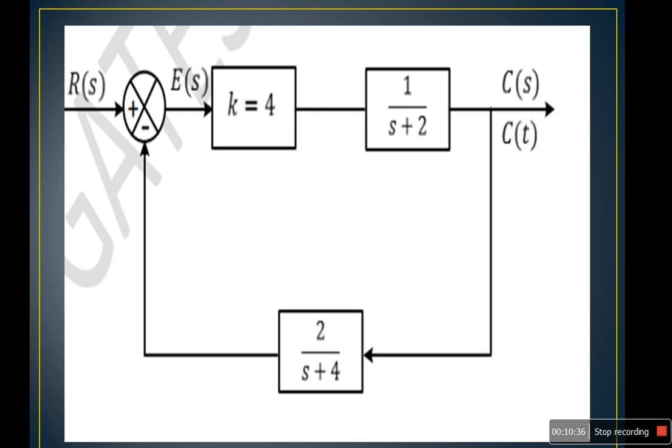So this is the homework problem. Just try to do this one. In tomorrow's class I will discuss this problem. Here if you observe, these two blocks are connected in cascade. So first combine the blocks which are connected in cascade, and after that eliminate the feedback path. I am giving the hint. These two blocks are connected in cascade. What is the overall transfer function of these two blocks? It is 4 by s plus 2.